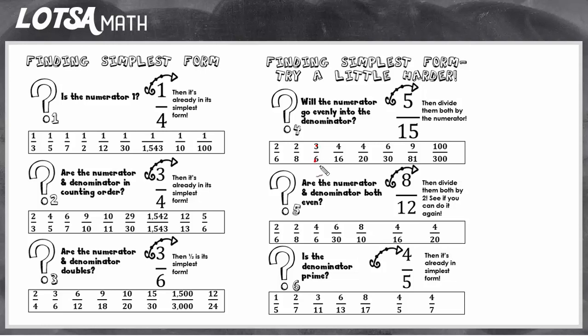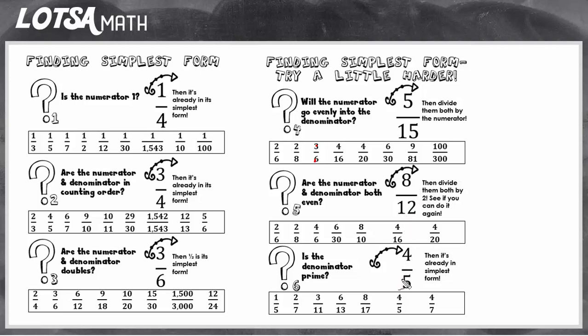Well, if that's not the case, you can look to see if they're both even. If your numerator and your denominator are both even, you can just divide them both by 2. And then maybe again if they're still both even, and that helps you to get to a simpler form.